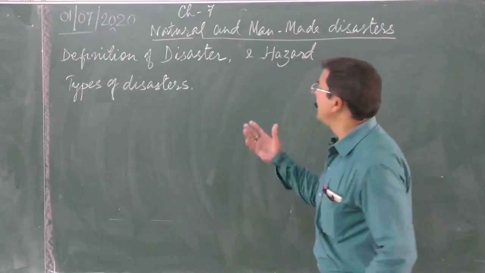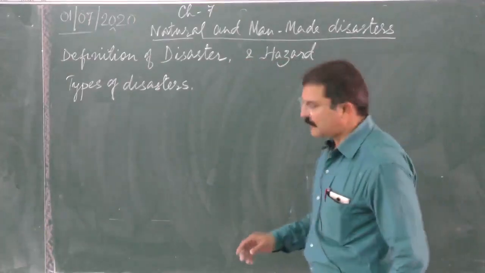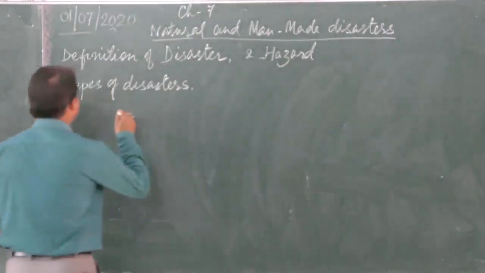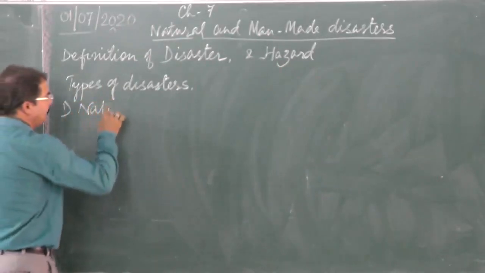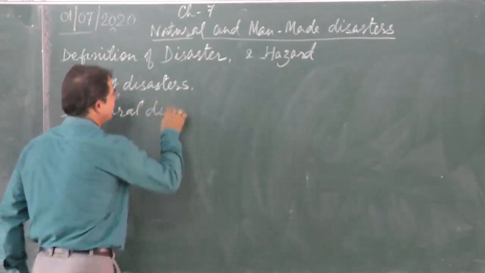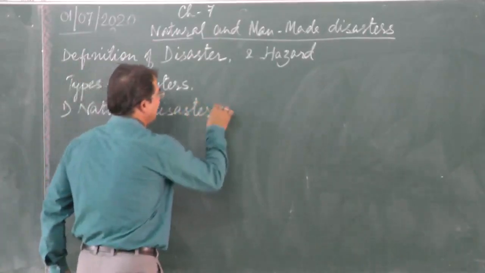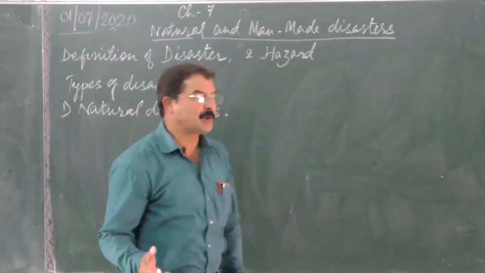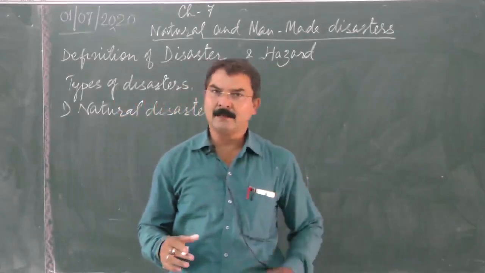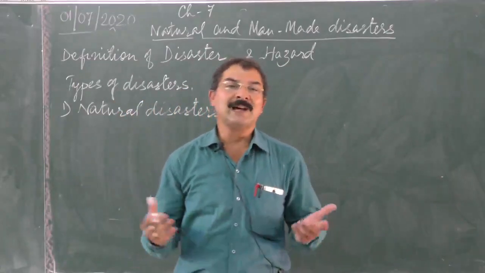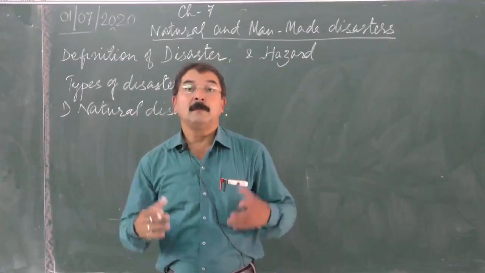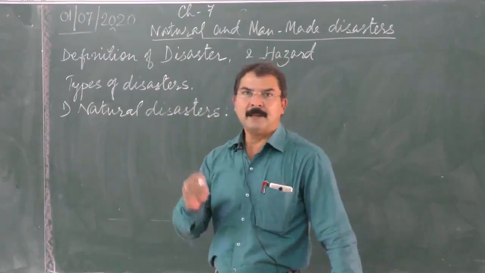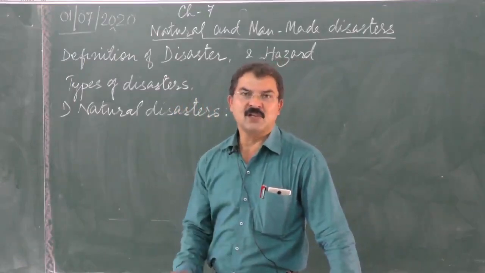Now, the second thing we need to know in this chapter is types of disasters. There are two types of disasters. The first one is the natural disaster. Natural disasters are those which are caused by some naturally occurring phenomenon like earthquake, avalanche, tsunami, cyclone, floods. Means natural phenomena play a major role in the occurrence of such disasters.